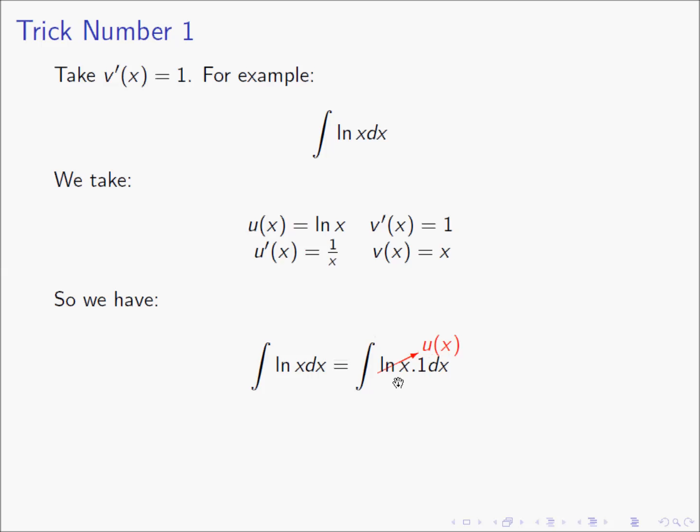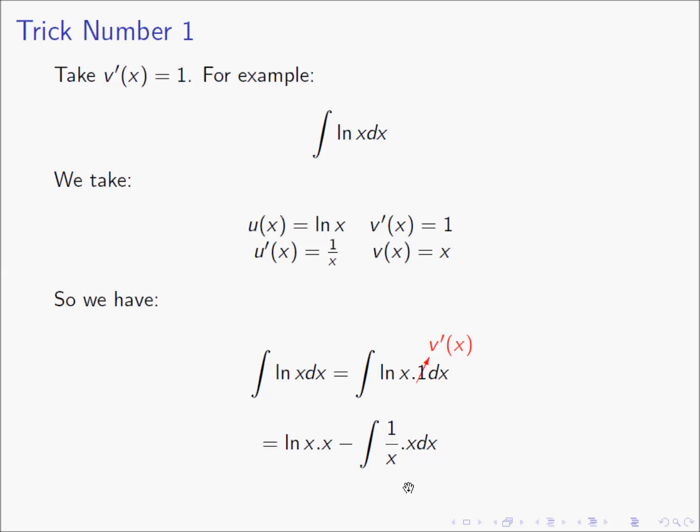Here we have that the natural log is u and v prime is 1. By applying the formula, this equals the natural log times x, where the natural log is u and x is v, minus the integral of u prime, that is 1 over x in this case, times v, that is x. And then you can cancel out this x, and we have this little integral that equals x.